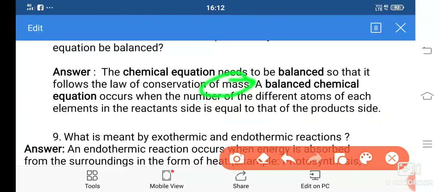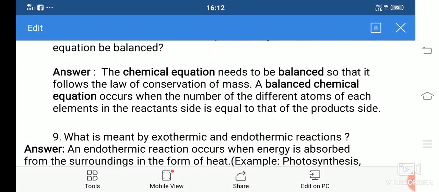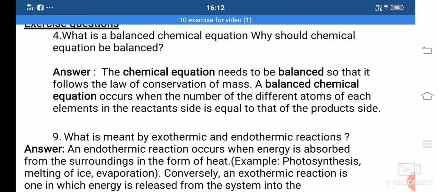A balanced chemical equation occurs when the number of atoms of each element is equal on both sides. The product side as well as the reactant side should be equal. So that is why it is required to balance a chemical reaction.